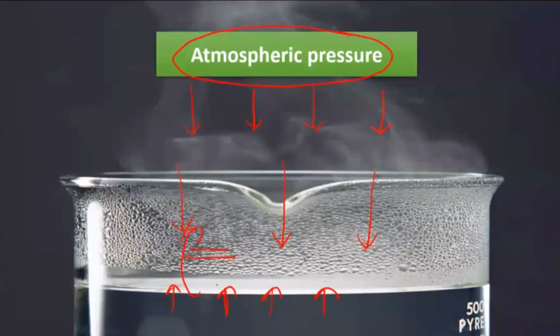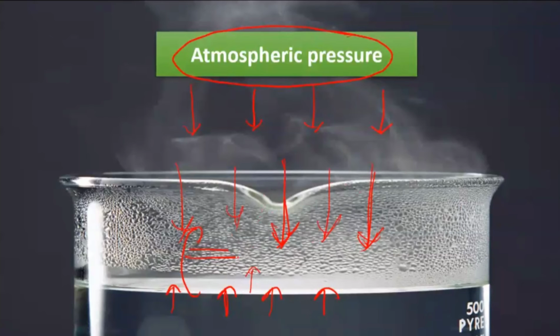I'll repeat once again. When the liquid vaporizes, these vapors, before they come into the empty space, experience a pressure. That pressure is from the atmosphere. The atmosphere exerts pressure because there are gases: around 78% nitrogen, 21% oxygen, and the remaining traces of other gases. All of these exert a pressure. So if your liquid has to come out as vapors, it has to cross this pressure.